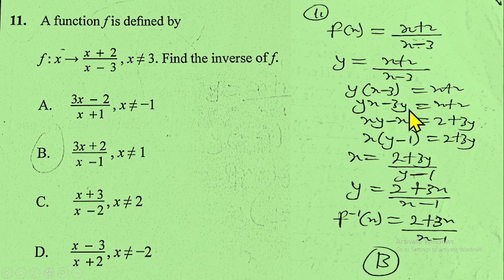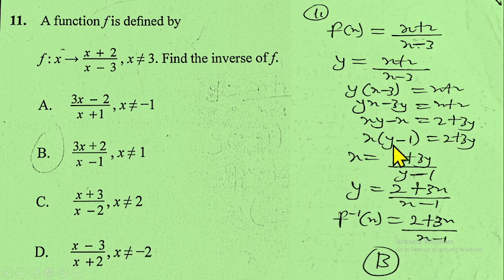From there, you can collect like terms. So you have yx, bring x to this side, you have xy minus x equals to 2, then minus 3y come here, it becomes plus 3y. Then from there, you can factorize x out here, because you have x, that gives us x into y minus 1. Because our aim is to make x the subject of the formula here, so it equals 2 plus 3y.